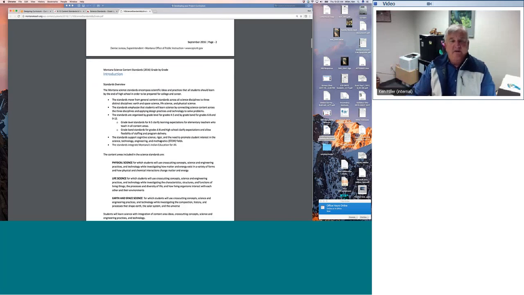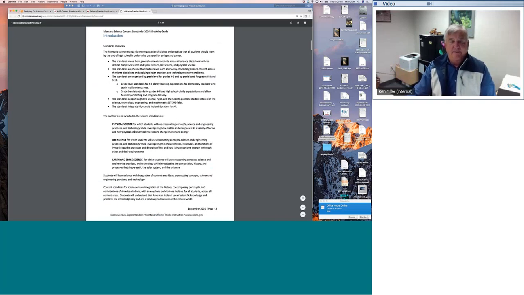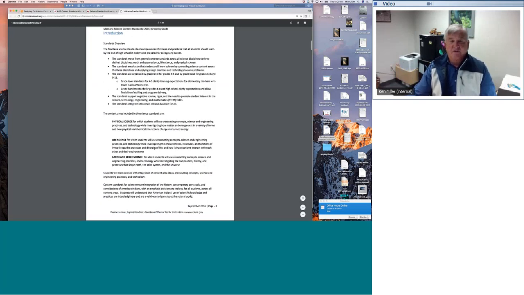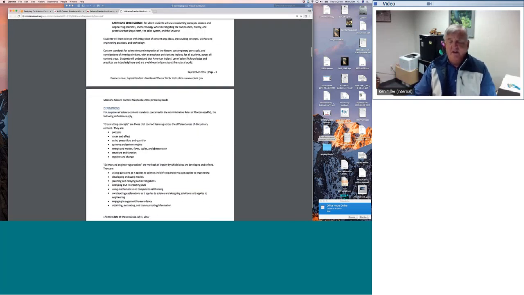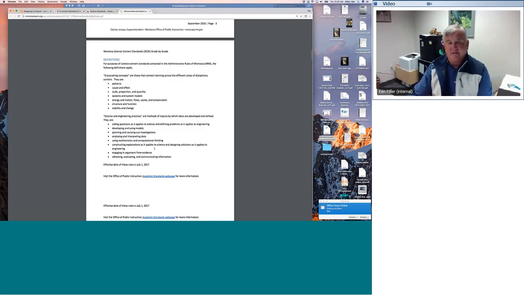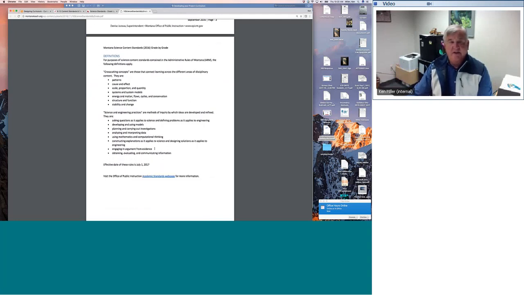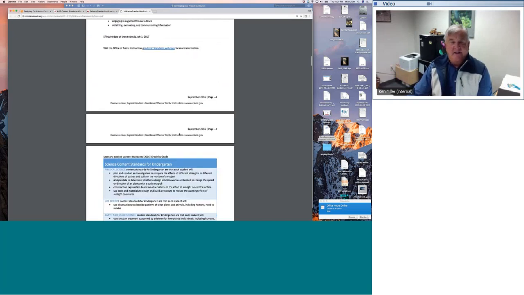If you look at an overview, it gives you some information here. Notice that the content areas included in the science standards are physical science, life science, and earth and space sciences. So those are the 3 major sciences that you could look into as far as discipline content. It also goes into some other pieces on the side. These are pretty specific just to science because of the Next Generation Science Standards. But anyway, let's look a little bit further.